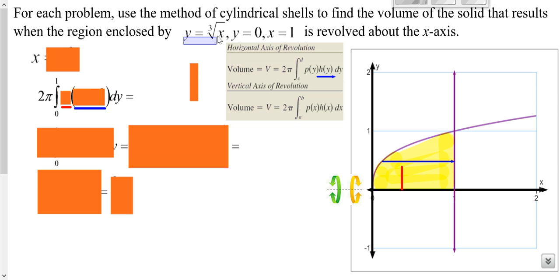Well, we need to have this where x equals. So to solve that for x, because we want to be able to plug stuff in that has y's, we need our formula with a y in it. We could cube both sides. So now all we have to do is look at our radius.